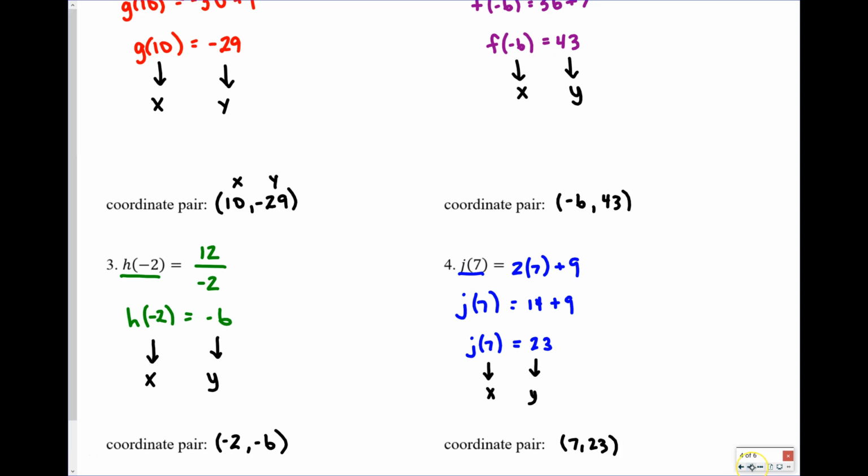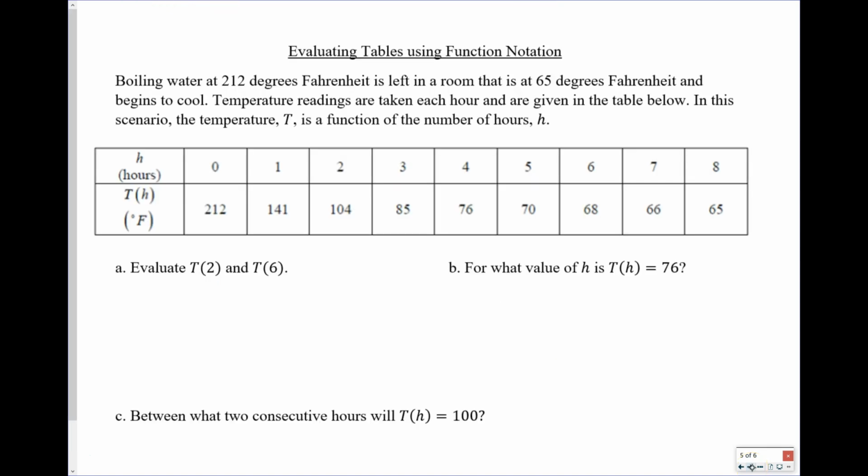The next thing we use function notation for is tables. Now remember, function notation is just describing x's and y's, or inputs and outputs. So in a table, we have inputs and outputs as well. In this particular case, we're talking about boiling water at 212 degrees Fahrenheit that is left in a room that's at 65 degrees Fahrenheit. So we're taking this boiling pot off the stove and setting it on the counter.